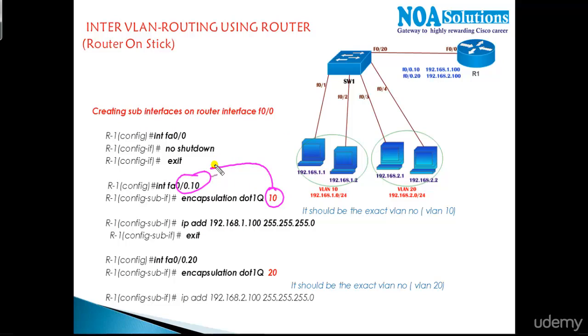Now when you do this, it is going to be the gateway for VLAN 10, and this should be on the same network as VLAN 10. The gateway also should be on the same network as VLAN 10.